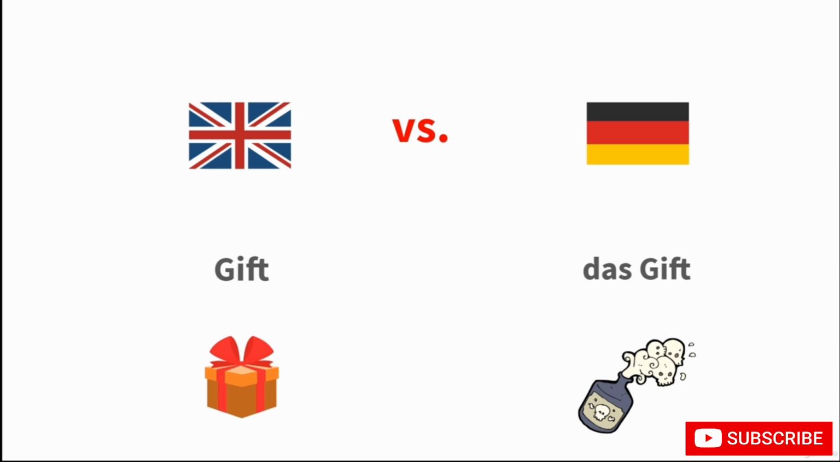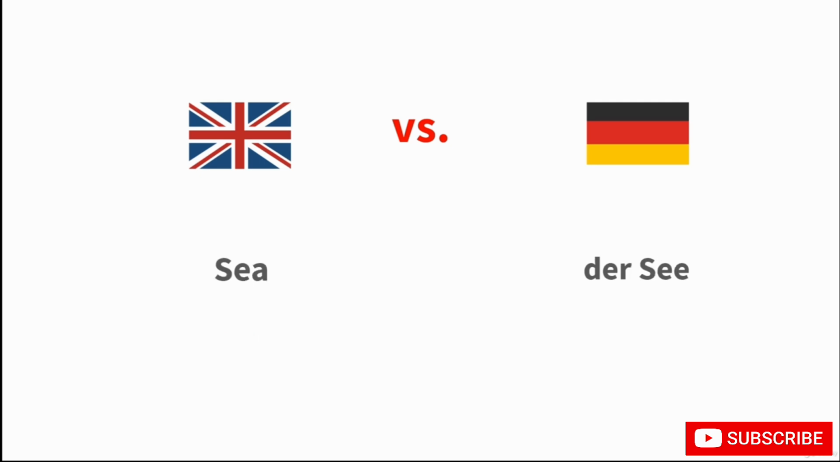Let's do another. See and der See. German learners think automatically der See means sea, but it is false. It means lake.